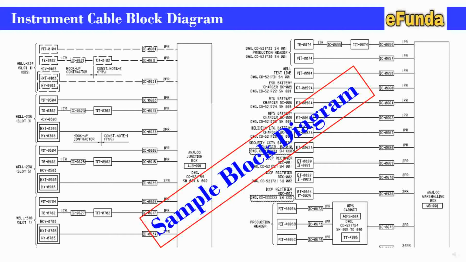Similarly, various field devices, that is temperature element, HCV, PIT, and other elements, are connected for the various well slots or offshore field. Further, one can see that another set of instruments are also connected to the analog marshalling boxes, where the field instruments get connected directly to the marshalling cabinet by single pair cable, as shown in the block diagram.